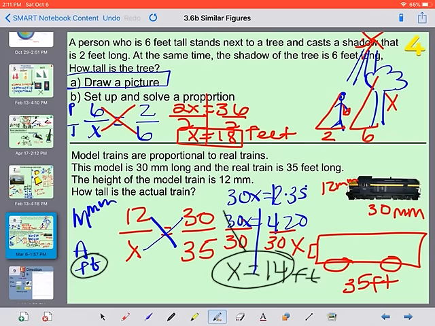Does that make sense? Let's think here. This is smaller than 30. 14 is smaller than 35. They are in proportion to each other. Just making sure that we don't get a number that's bigger than our length of our train, because that wouldn't make sense at all.